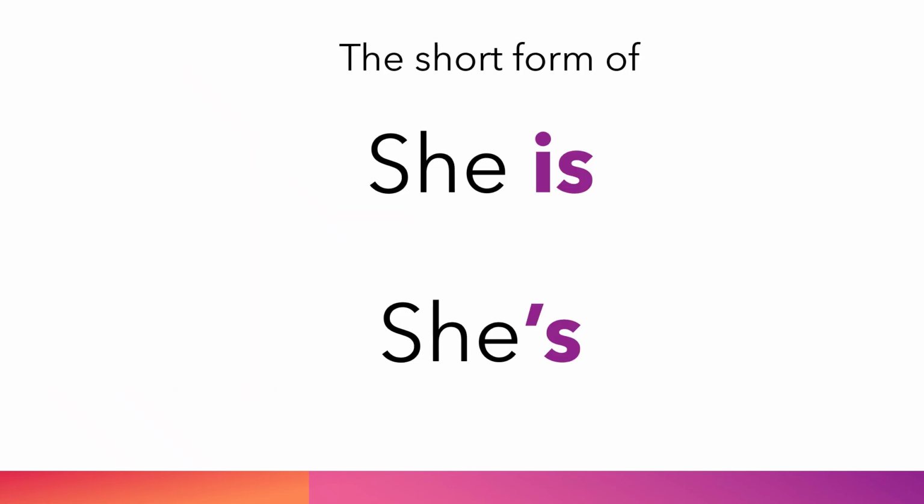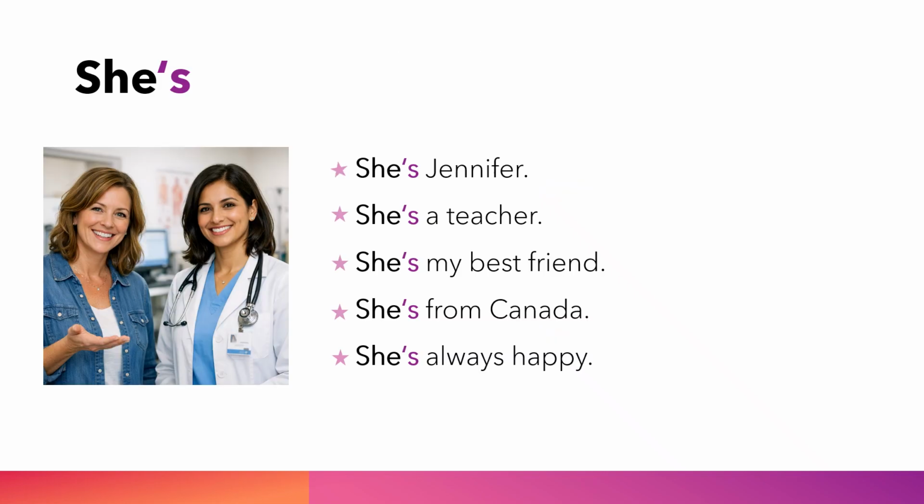The short form of she is, she's. She's Jennifer. She's a teacher. She's my best friend. She's from Canada. She's always happy.